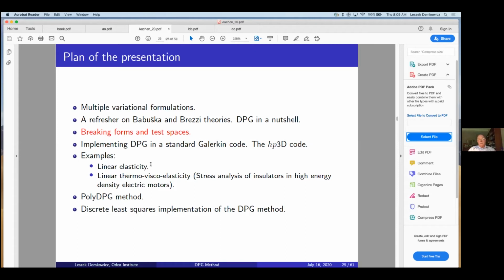The concepts behind DPG are rooted in Babuška and Brezzi theories. And in order to understand where we're coming from, you have to make yourself familiar with those theories. And you know, when I teach the subject, that's where I spend a lot of time. Those are classical papers. There are thousands, of course, of new papers, new theories. But these classical papers that are 50 years old remain very, very important and fundamental, and in my opinion, you cannot understand finite elements unless you understand the Babuška and Brezzi theories.